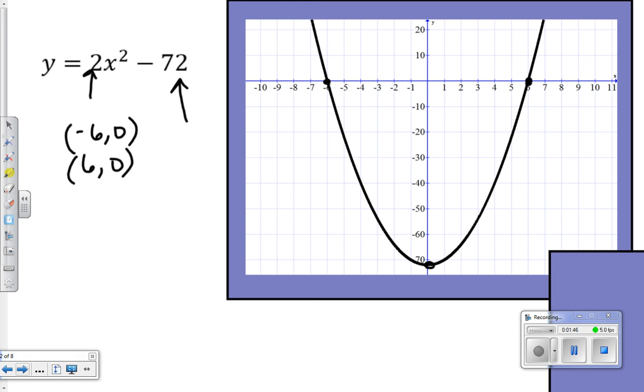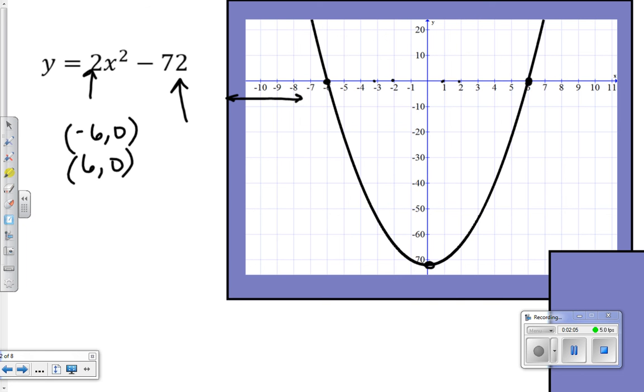The important thing to notice about roots is that they always end in what number? 0, right? If it's an x-intercept, it has to be somewhere along the x-axis, meaning that it's going to be negative 2, 0, or negative 3, 0, or positive 2, 0, negative 1, 0. Anything that ends in a 0 is going to be an x-intercept, okay?